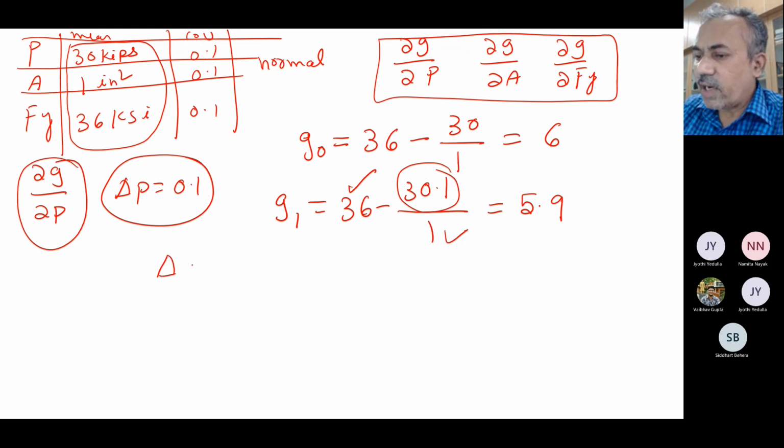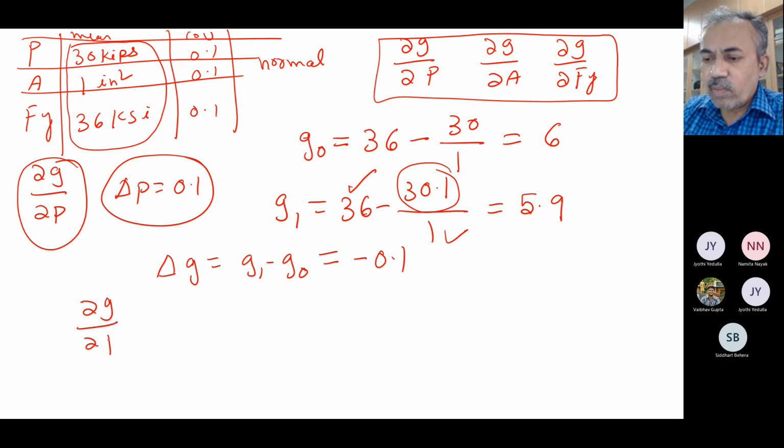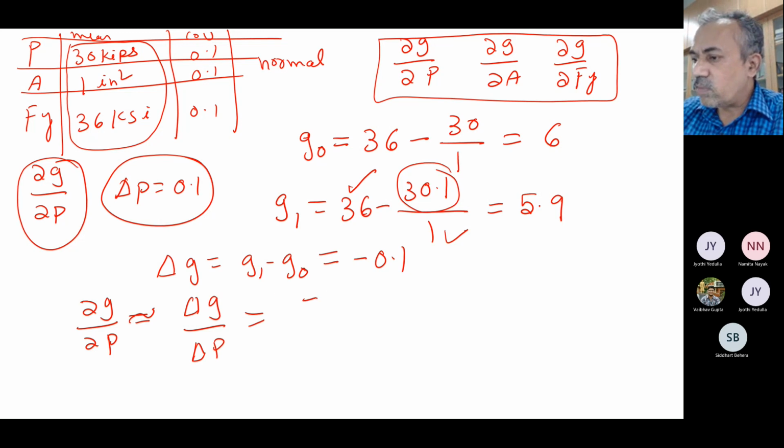Now I will calculate delta g, which is g1 minus g naught. This turns out to be minus 0.1. Now I will find my derivative: dou g by dou p is approximated as delta g by delta p. Delta g is minus 0.1 and delta p is 0.1, the perturbation. So this turns out to be minus 1.